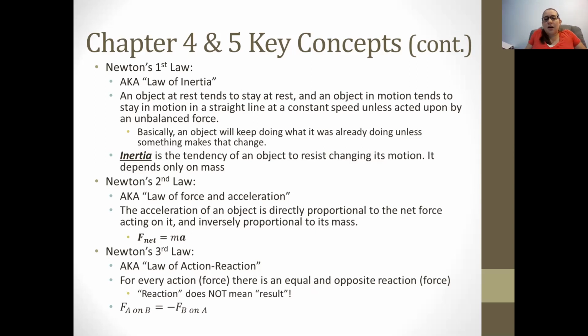Newton's second law, the law of force and acceleration, or F equals ma, tells us that the net force on an object is directly proportional to its acceleration. So if there is a large net force on an object, there will be a large acceleration. The acceleration is inversely proportional to its mass. Right? So if it has a large mass, it will have a small acceleration for a given net force.